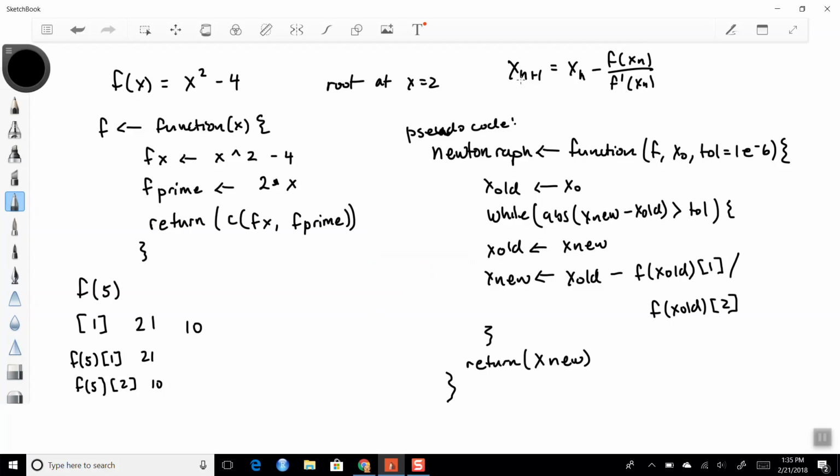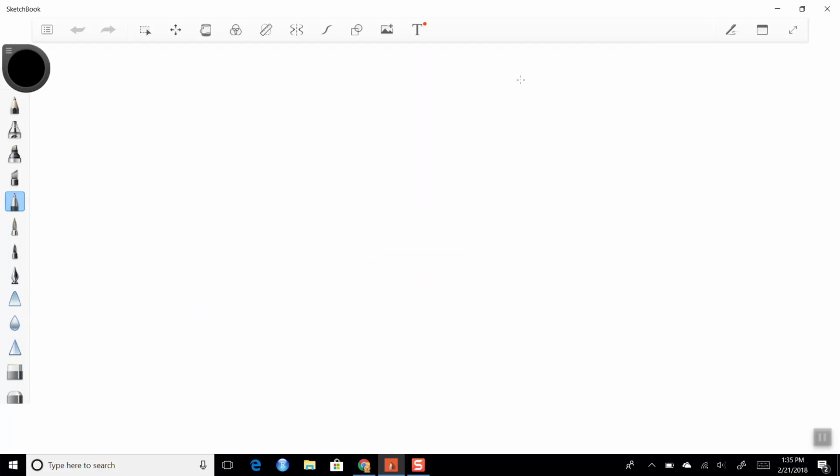Let's try another one then, okay? We're just going to keep hammering these out. I know I'm going through these quickly, but they're also all covered in your textbook, so I recommend you check out the textbook as well. Okay, secant method is similar to Newton-Raphson, except you don't calculate derivatives, and instead you have two starting points, okay?